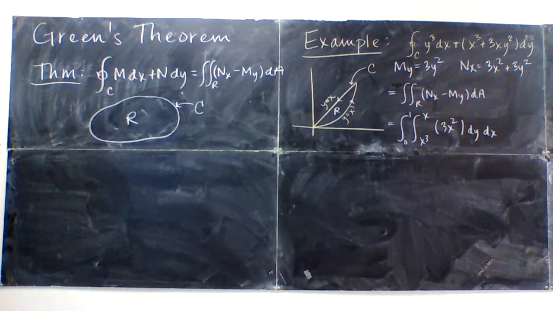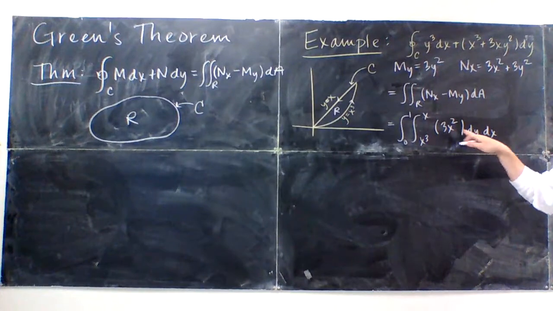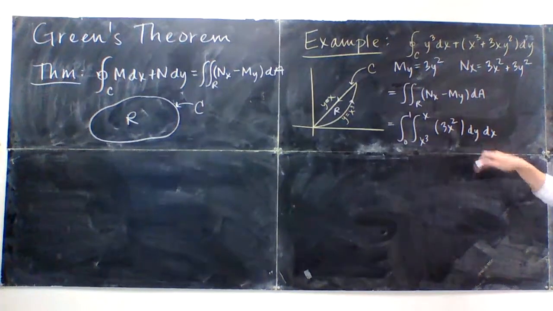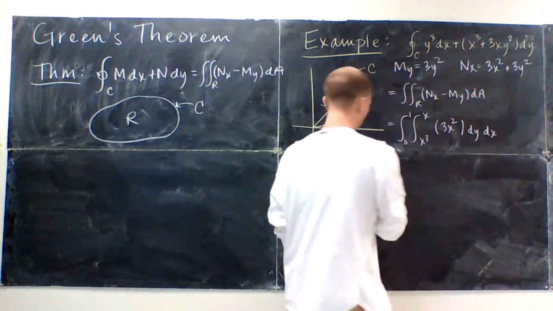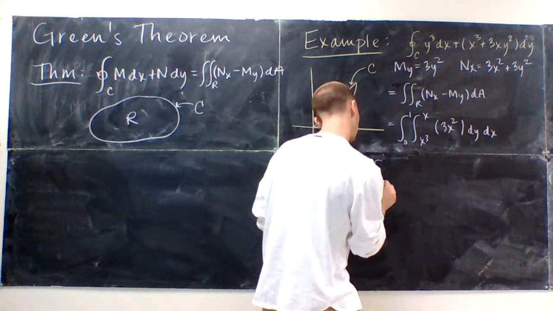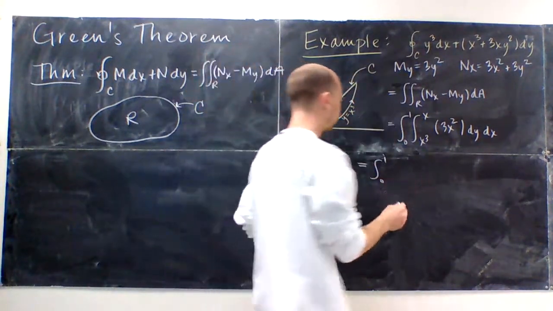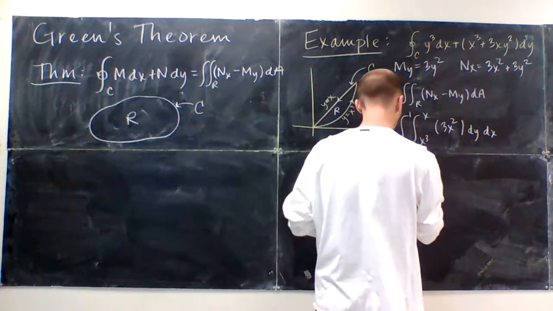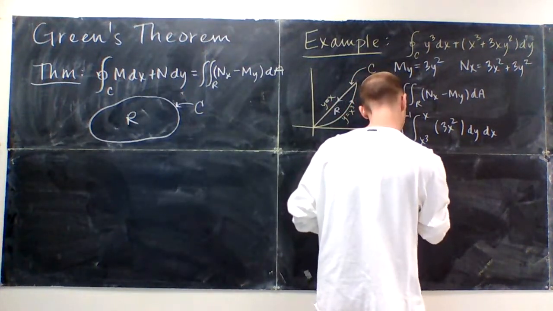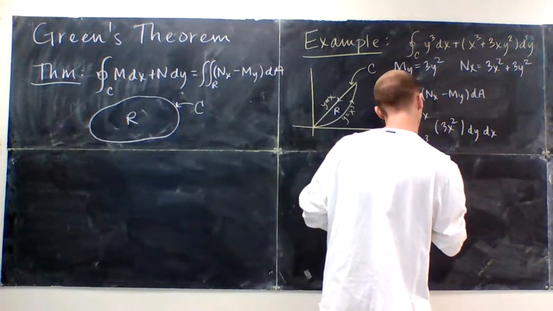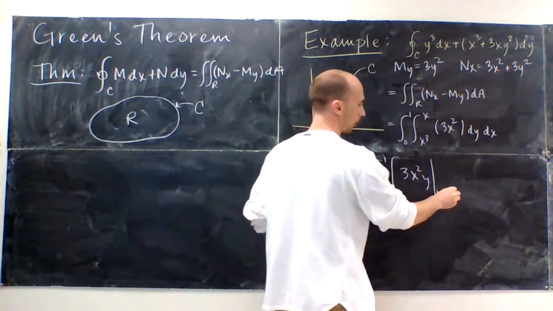All right? And you might be like, oh, this feels off. But remember, this is just a constant with respect to y. And so I'm going to have the integral from 0 to 1 of 3x squared y, as y runs from x to the 3rd up to x.